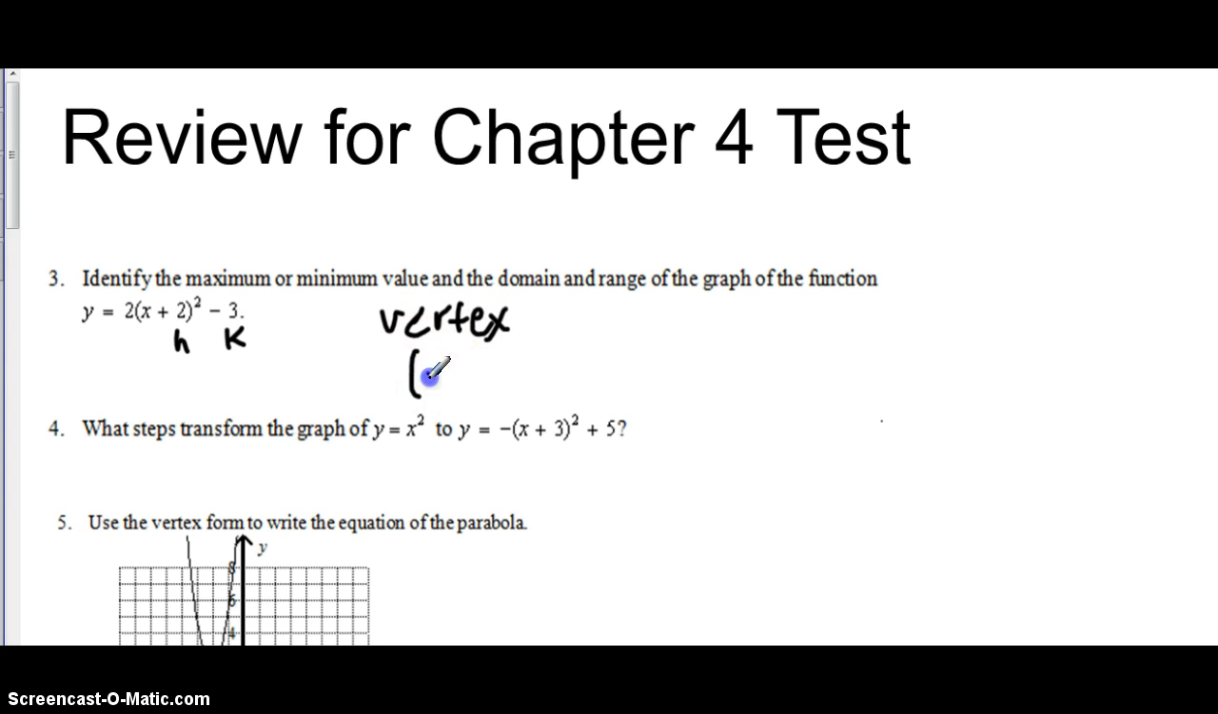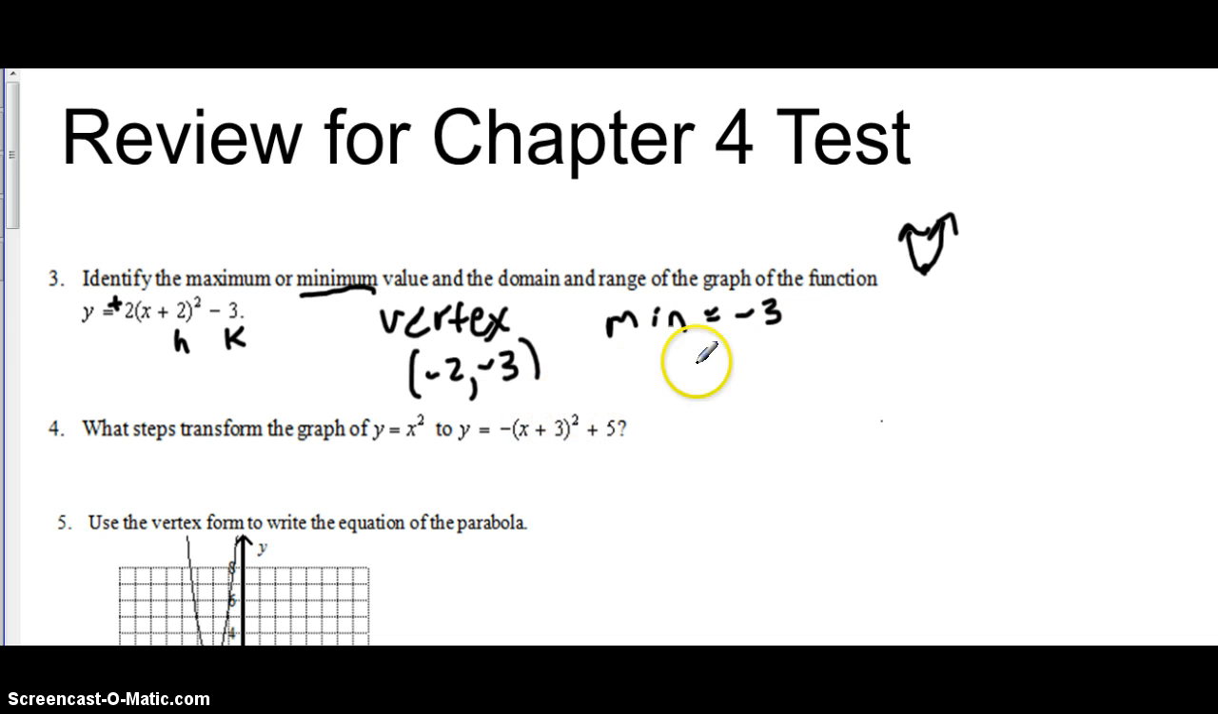H. Remember, it's always the opposite of what you think it is. K. Now we need to find the domain and range of the function. Since this is positive right here, we know that the graph is going to be concave up like this. So we're going to be looking for a minimum right here. So our minimum is always going to be the y value. So our minimum is going to equal -3.